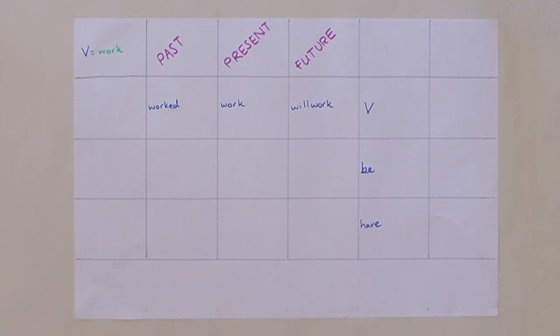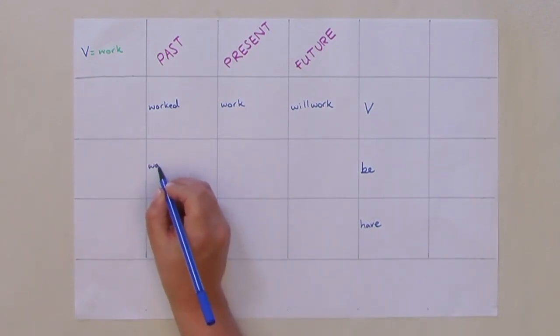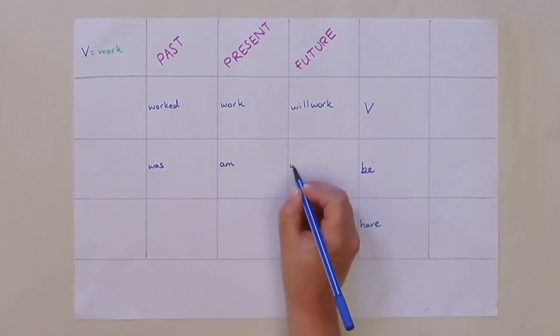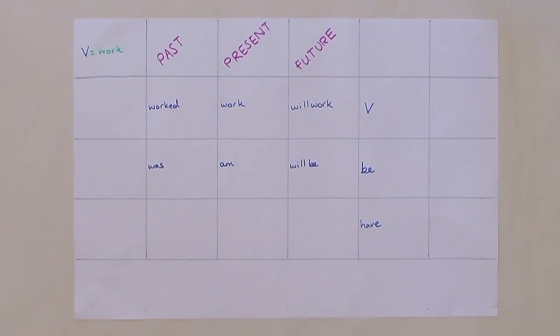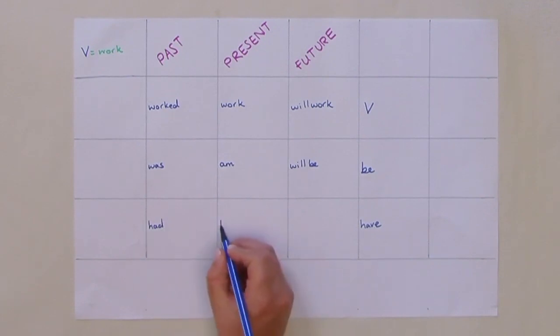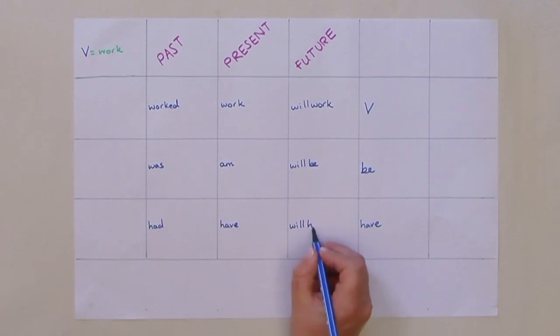For the irregular verb be, in the past, we need to look at the 2nd column of the irregular verb table. Here, we have I was. The present for be is I am, and the future is always formed like regular verbs, I will be. For the irregular verb have, in the past we find I had, I have, I will have.